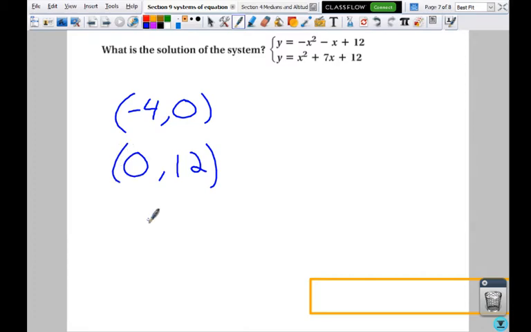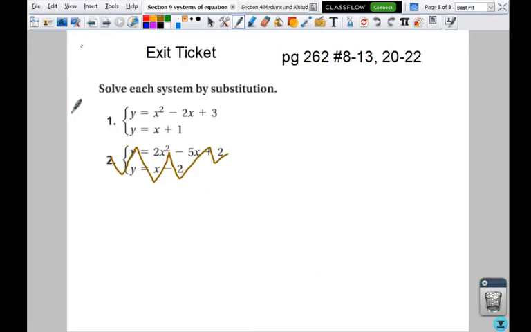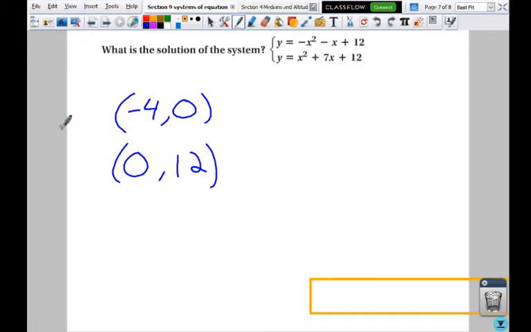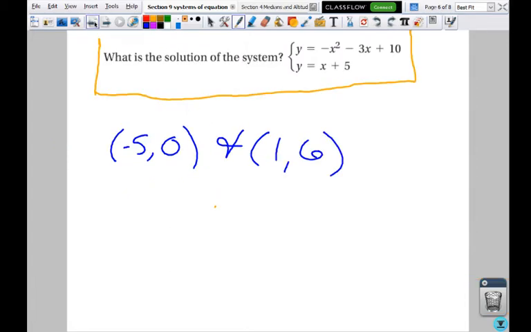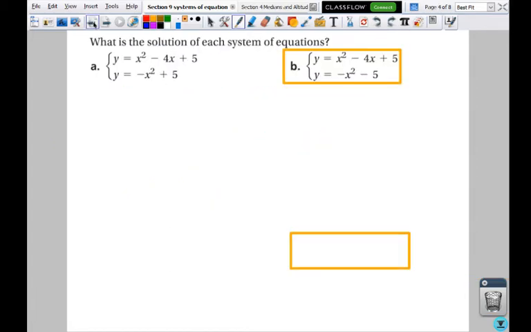So negative 4, 0, 0, 12. Alright. Don't you have 2 more in here somewhere? Oh, they were these ones, right? I want you to do part A as your next in-class problem. Not B, because I feel like doing A.